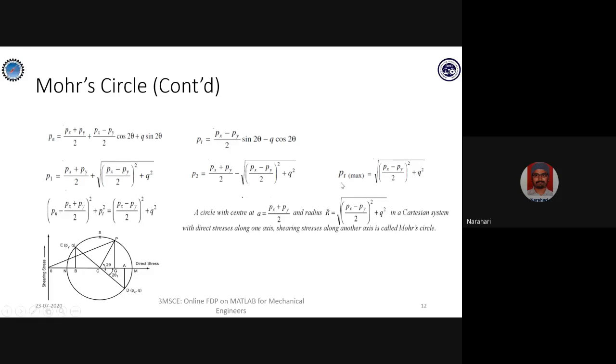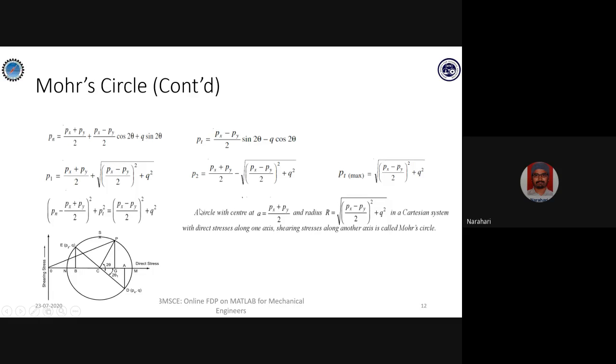And Pt max, that is tangential stress, also there is a plane where it will be maximum. That is given by differentiating the expression for PT with respect to theta and equating it to 0, that is maximizing the PT. So if you do that, you will get a plane inclination, which you substitute back, and you will get PT max equals root of ((Px minus Py)/2) whole square plus Q square.